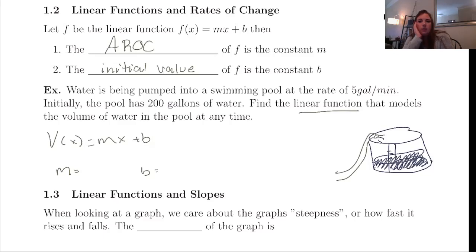Right, it's our rate. We're told that it's going in at 5 gallons per minute, and rate is a really key word, right? So our rate is just going to be 5, and then our B is, I think a lot of people said it, 200, right? That's my initial value.